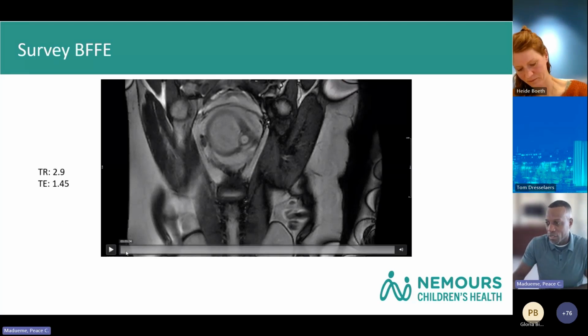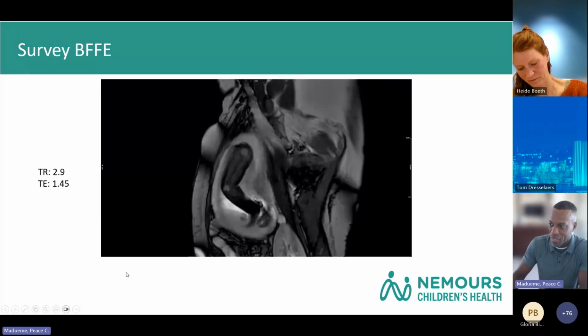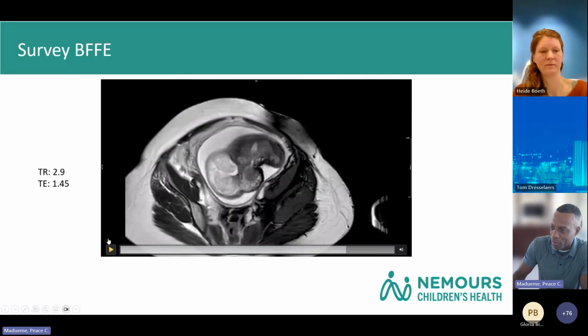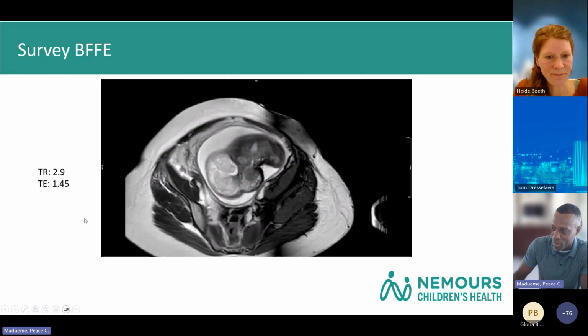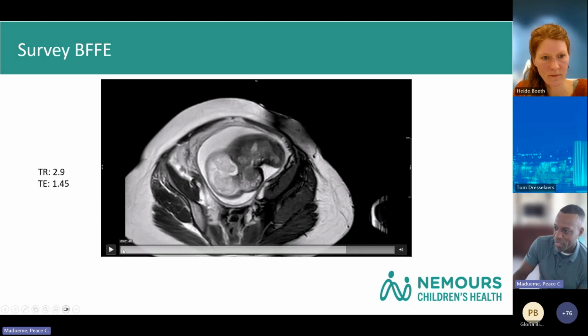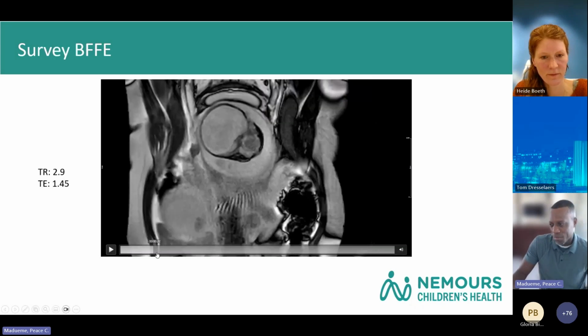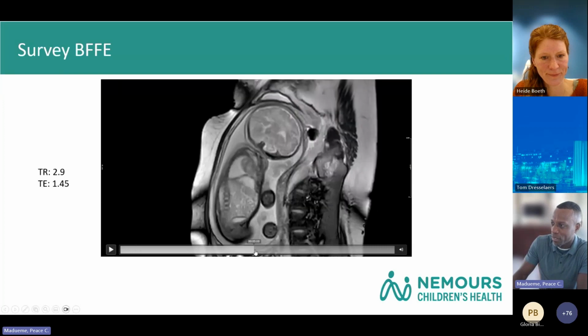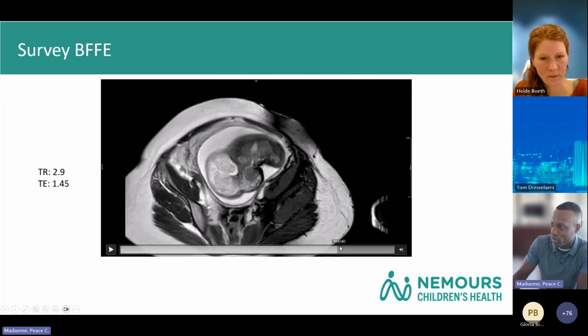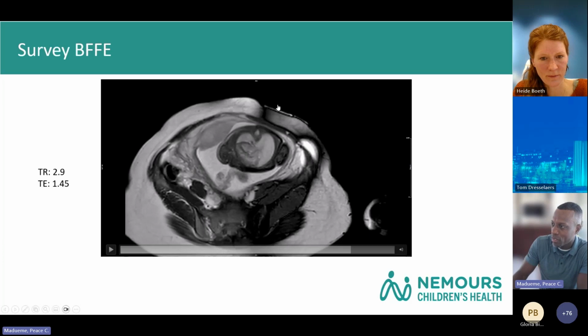So we get our survey first. I'll play this first, and then I can slow it down. I have the parameters here. The TR was 2.9. The echo time was 1.45. And then just to show on the survey, as we all probably do, you can see that the transducer is right here, which we thought was the best location. You could maybe argue here might be closer to the heart.